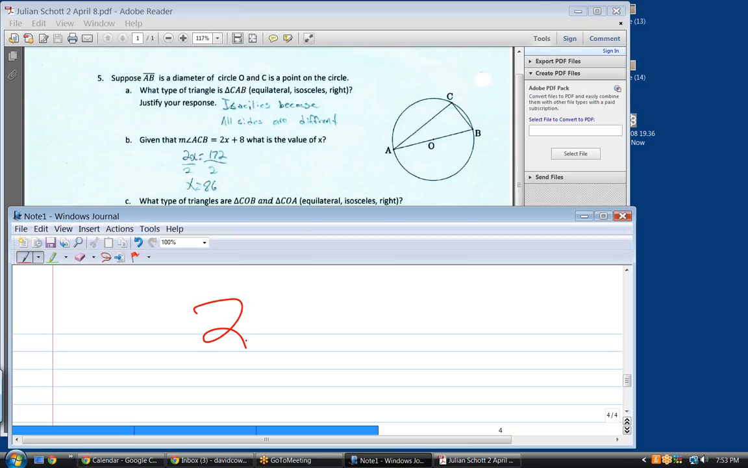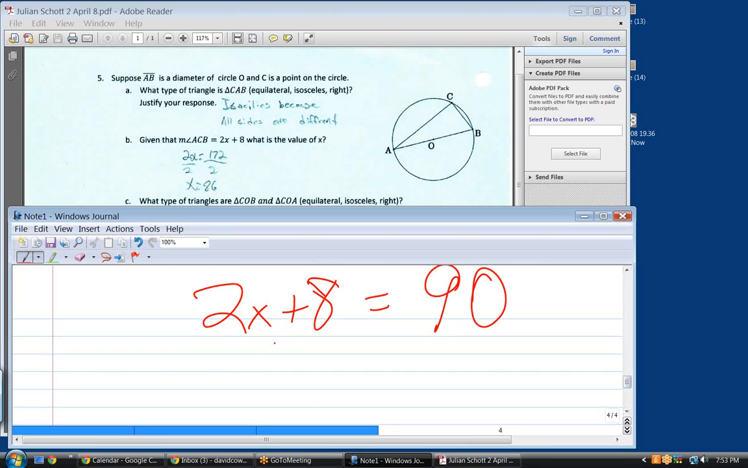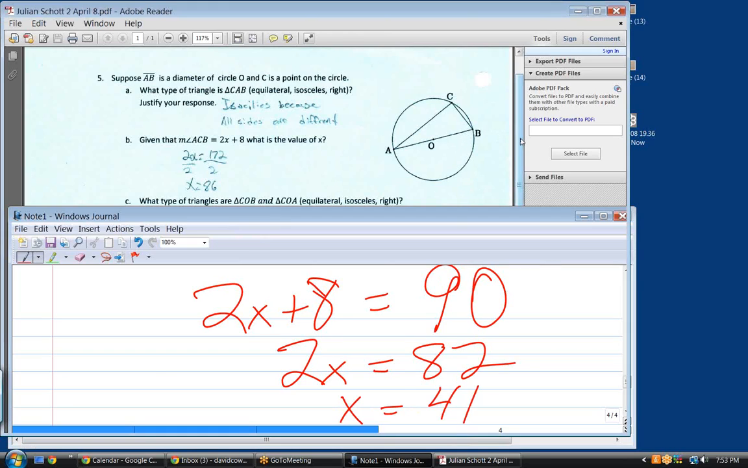So 2x plus 8 equals 90. Next line. And then you can minus 8. So 2x equals 82. And then divide by 2. 41. Okay. Alright, that's easy.